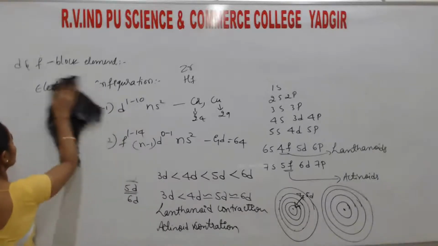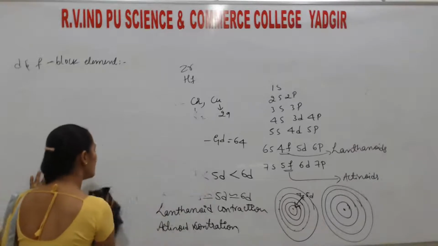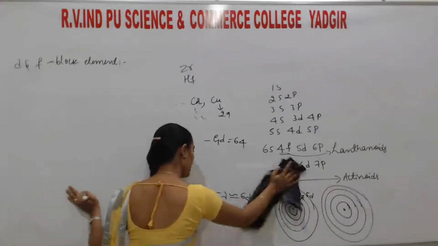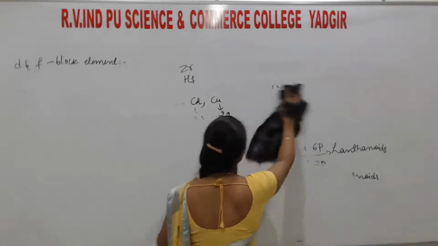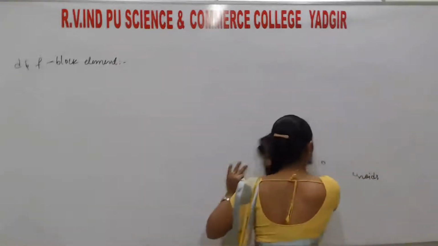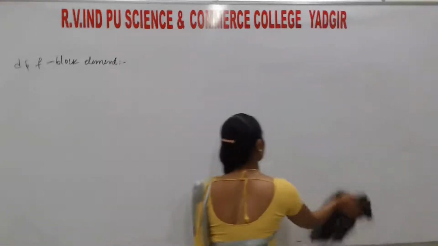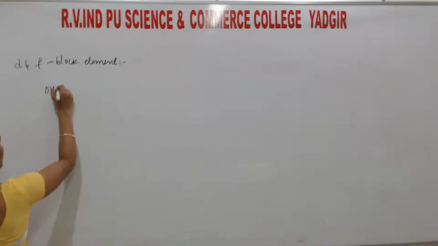So next one is their magnetic property and their color. Everything is based on what? Oxidation state, everything, catalytic property. So I'll go with oxidation state here.